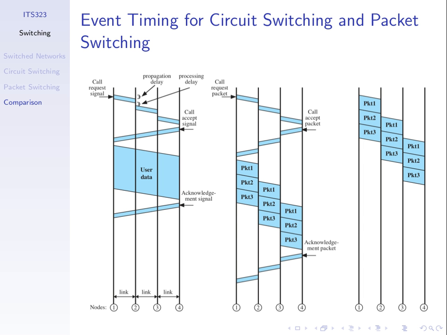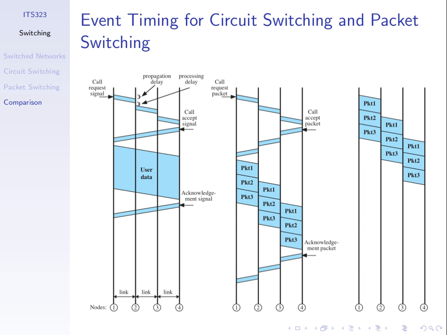In circuit switching, we send some initial request message. Here it's called a call request signal. This is to set up the circuit. Each circuit switch processes and sends on to the next one, so it checks whether we have enough resources. If so, send it on. If this one has enough resources, send it on. And then if everything's okay, we send back a response.